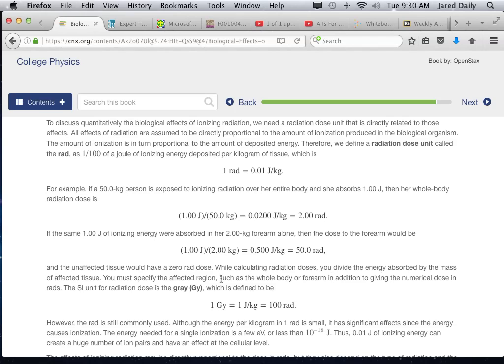They also have another radiation unit which is not used as often. The rad is used very often, but we also use the gray for the SI unit, which is 1 joule per kilogram, so it's 100 rads. It's 100 times more than 1 rad. So it's not used very often, but it is technically the SI unit for dosage.